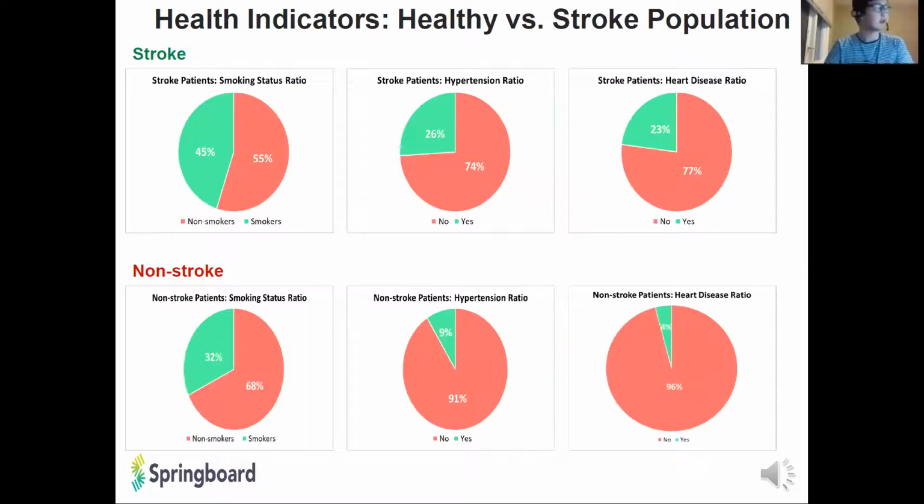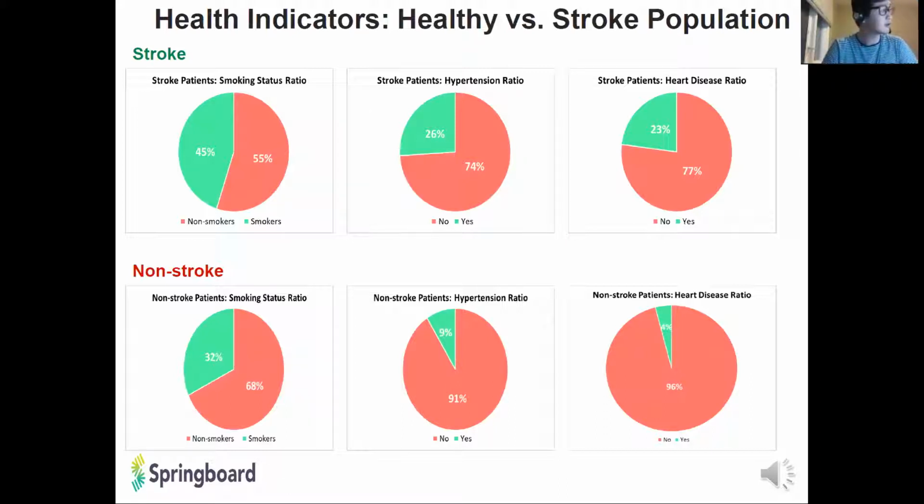So finally, in terms of health indicators, I ended up plotting 6 pie charts for the stroke group and the non-stroke patient group. So the take-home message here is that in terms of smoking status, it seems that there is actually a higher proportion of smokers than non-smokers in the stroke patient population.